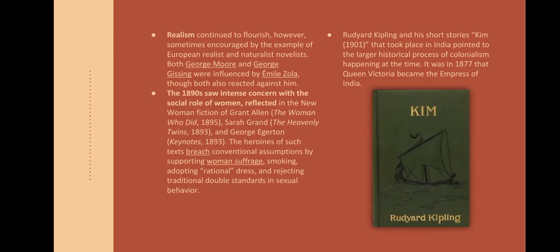Rudyard Kipling and his novel Kim, which took place in India, pointed to the larger historical process of colonialism happening at the time. It was in 1877 that Queen Victoria became the Empress of India.